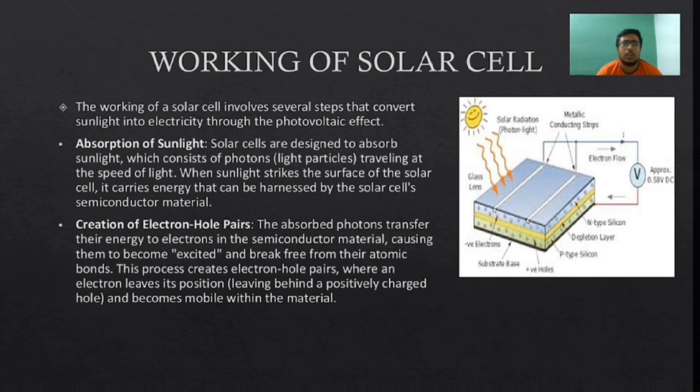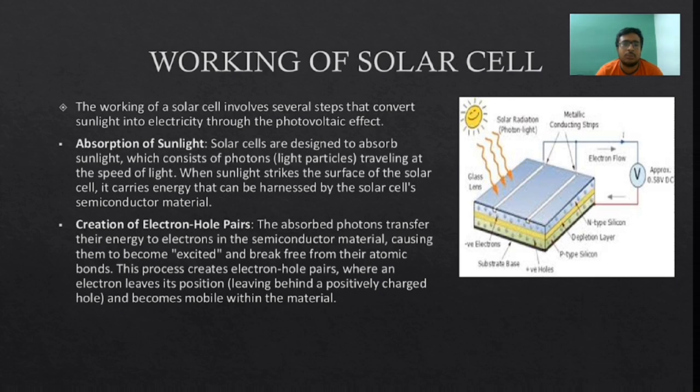Now, how does a solar cell work? The working of a solar cell involves several steps that convert sunlight into electricity through the photovoltaic effect. Firstly, absorption of sunlight. Solar cells are designed to absorb sunlight, which consists of photons traveling at the speed of light. When sunlight strikes the surface of the solar cell, it carries energy that can be harnessed by the solar cell's semiconducting materials.